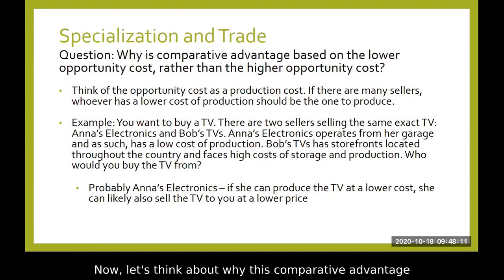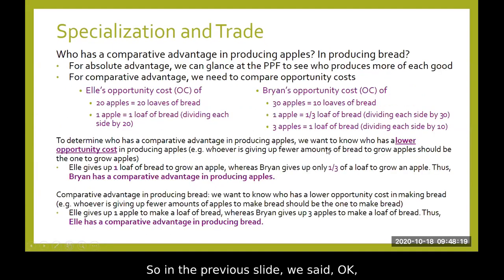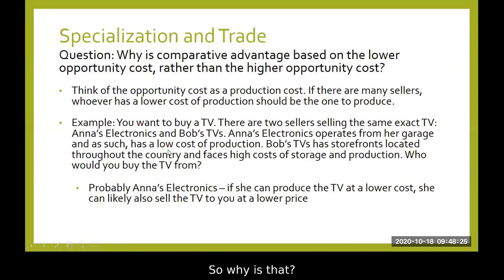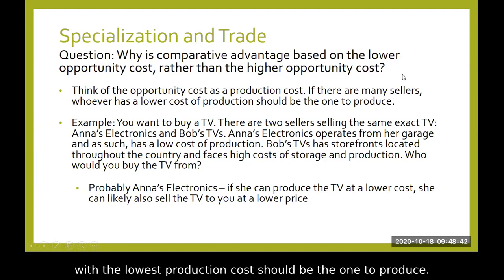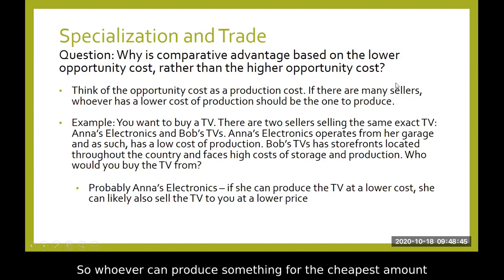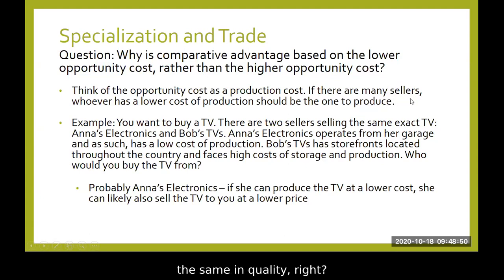Now, let's think about why this comparative advantage is based on the lower opportunity cost rather than higher opportunity cost. So in this previous slide, we said, okay, whoever has a lower opportunity cost in producing each good should be the one to produce. So why is that? Well, one way to think about this is that the opportunity cost is like a production cost. And if there are many sellers and each seller has a different production cost, the seller with the lowest production cost should be the one to produce. So whoever can produce something for the cheapest amount should be the one to produce, given that the end product is the same in quality, right?